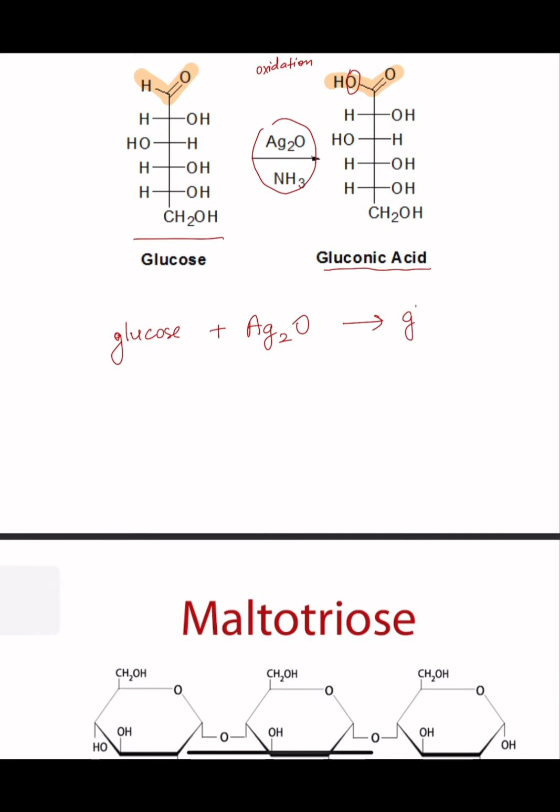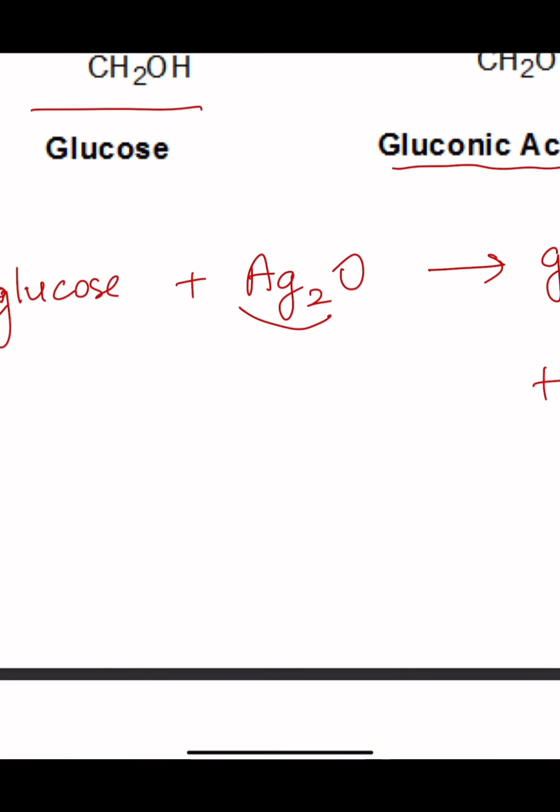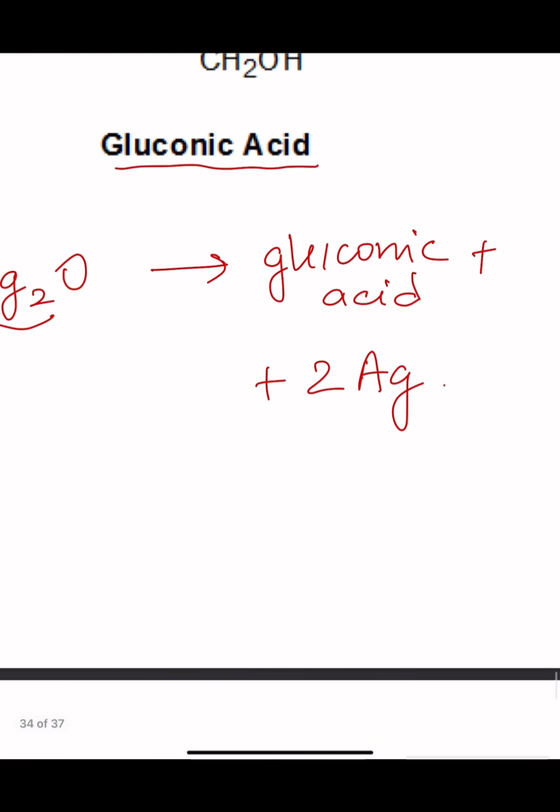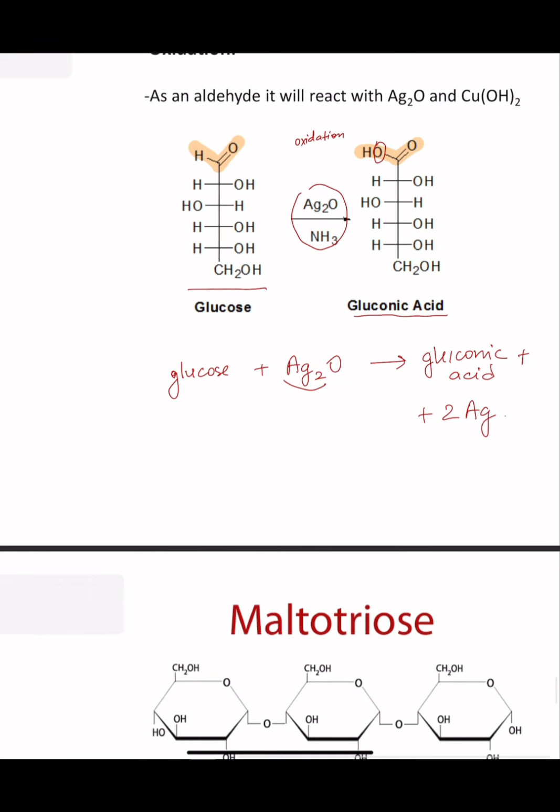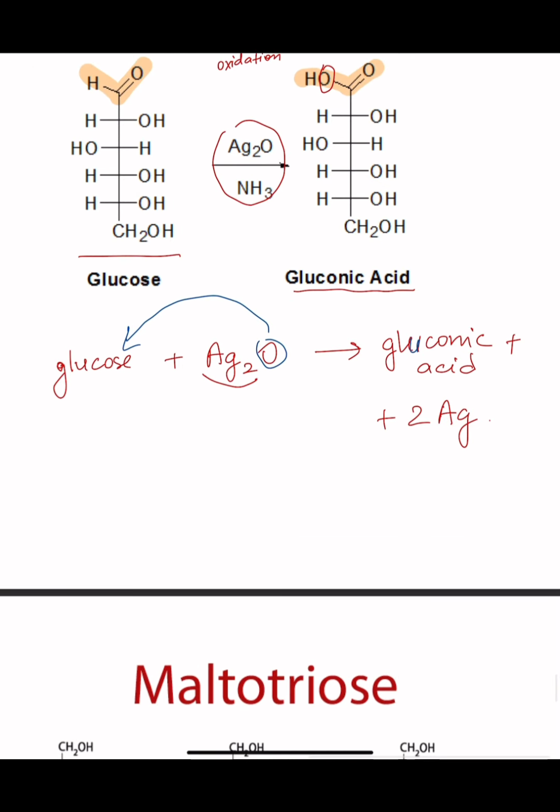We call it gluconic acid. Also, we produced 2 of the silver in order to balance this, right? Because we have 2 silvers in here and we need to balance the equation, right? So oxygen in here went into glucose and it made gluconic acid. And then the rest 2 silvers are here, right?